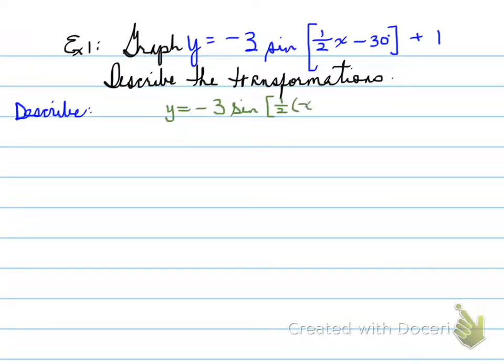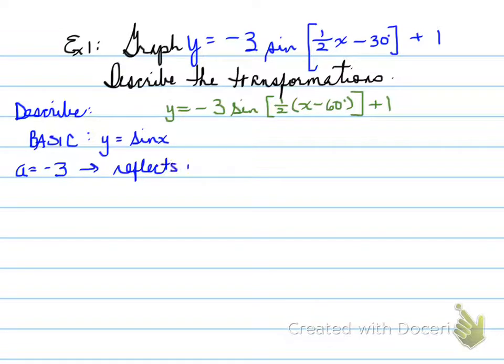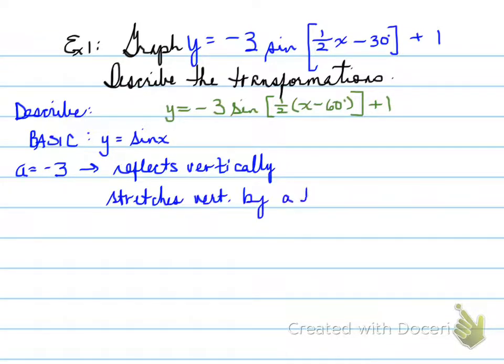So we have that 1/2 that we must remove. We do that by dividing everything inside that bracket by the 1/2, and this is what you get. From there, we can describe the transformations. The basic function is y equals sine x. Yes, you must write that. The a value is -3, which means it reflects vertically, and it has a stretch vertically by a factor of 3.